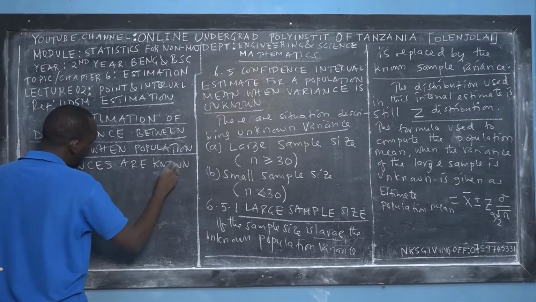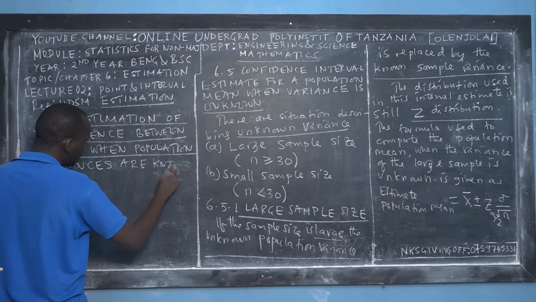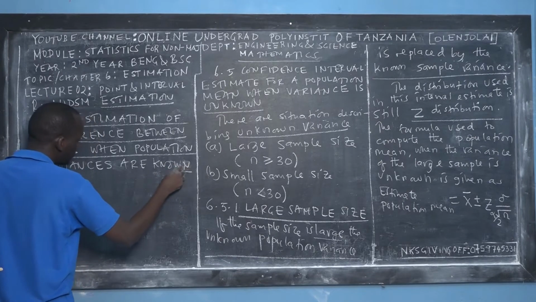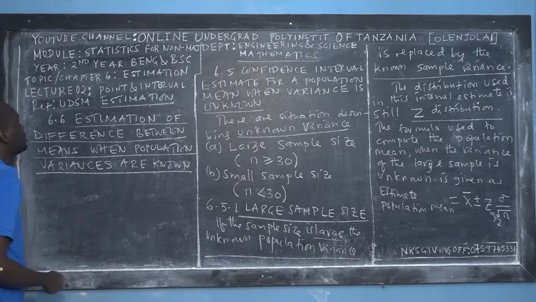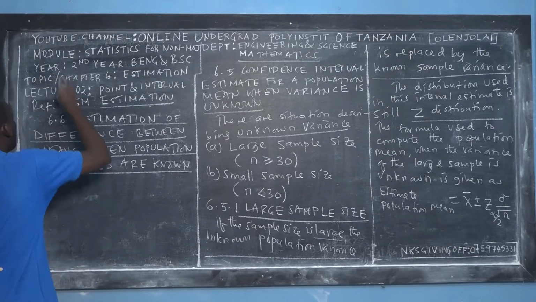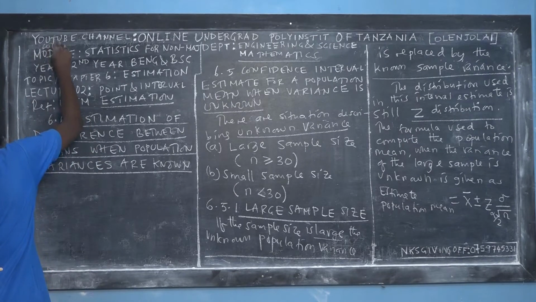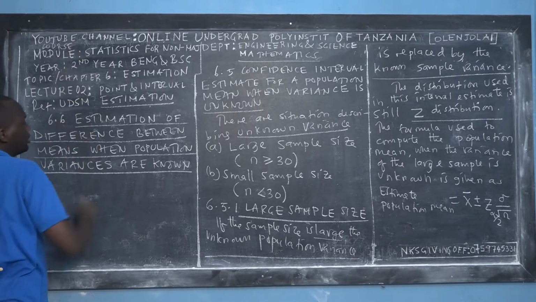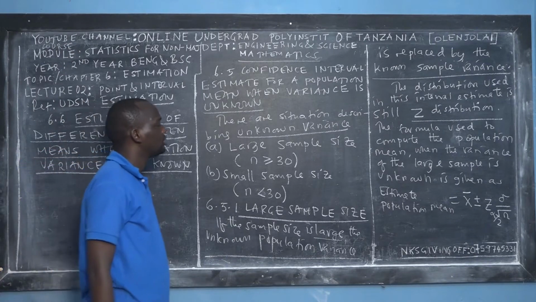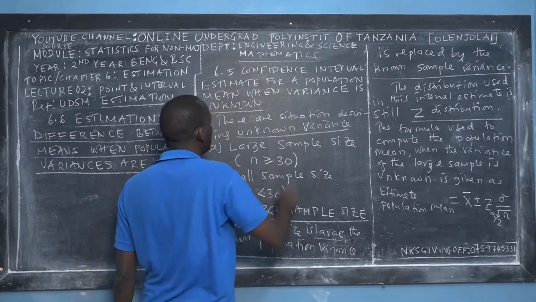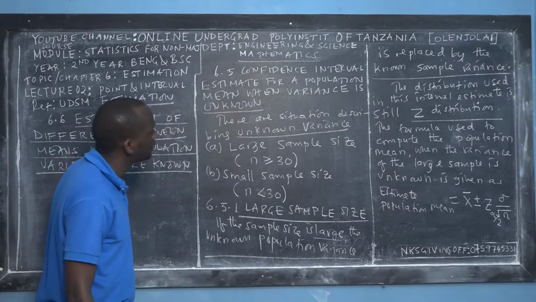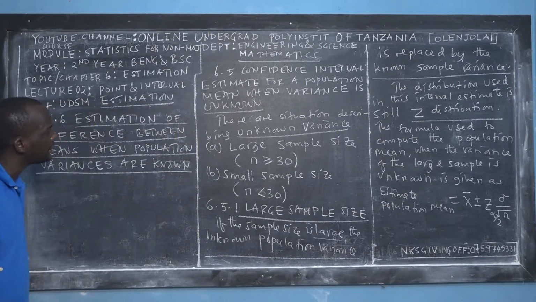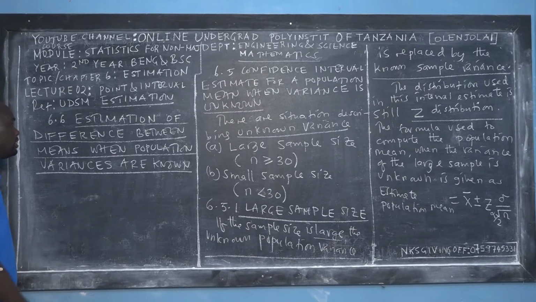So we'll come back in the later lectures of this module, or of this course. The modules of this course will discuss a lot about the confidence interval estimate for a population mean when variances are known. But now, let me teach you about the estimation of the difference between means when the population variances are known.